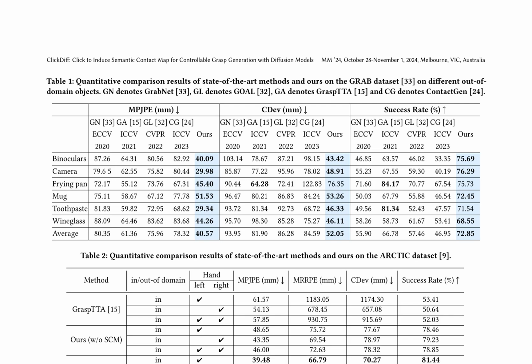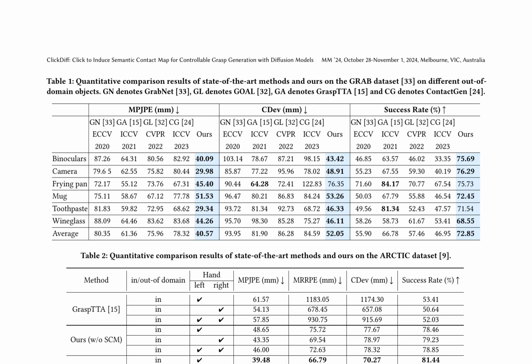The proposed method, ClickDiff, introduces a novel approach to controllable grasp generation using diffusion models. The key innovation is the Semantic Contact Map, SCM, which enables users to define contact conditions by simply clicking on the object. This map is used in conjunction with a dual generation framework and a tactile guided constraint to generate grasps that satisfy the desired contact conditions.